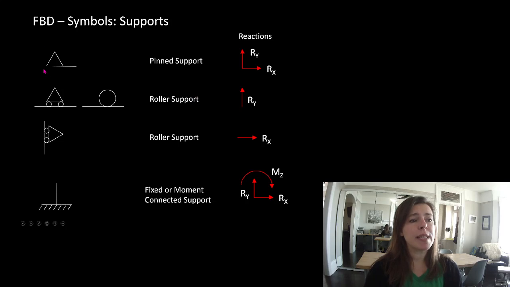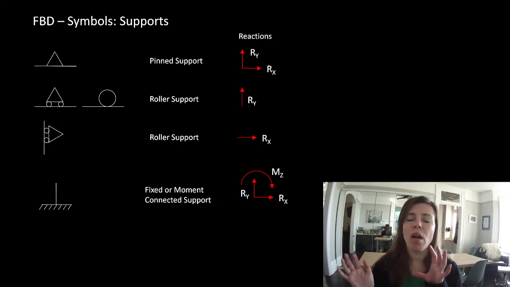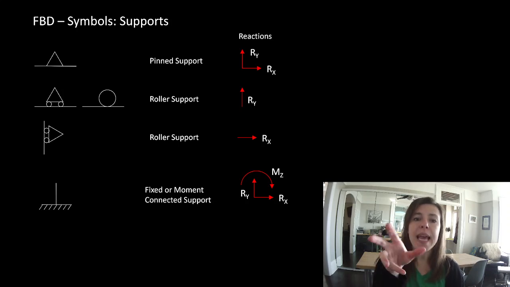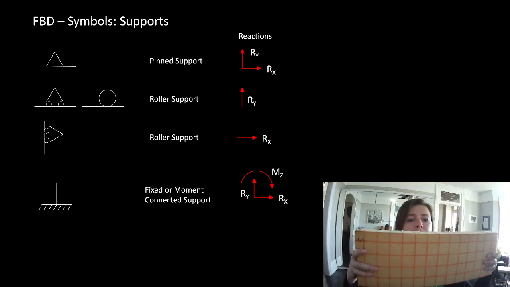So if you see something that looks like this little triangle, that is saying that we have a pinned support. A pinned support is saying that our object in that spot can't move up and down or back and forth, but it can rotate about that spot. That doesn't mean the whole object is rotating, but it can rotate about that spot. How could a whole object not rotate, but be allowed to rotate about a certain spot?